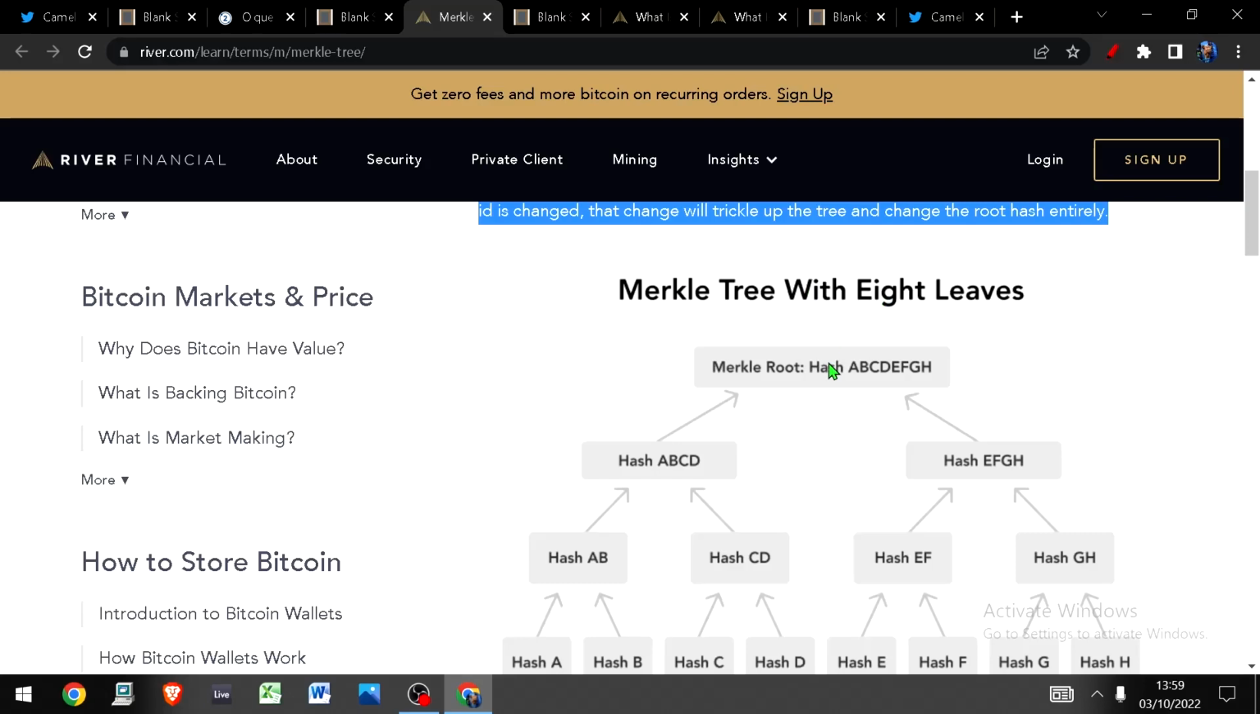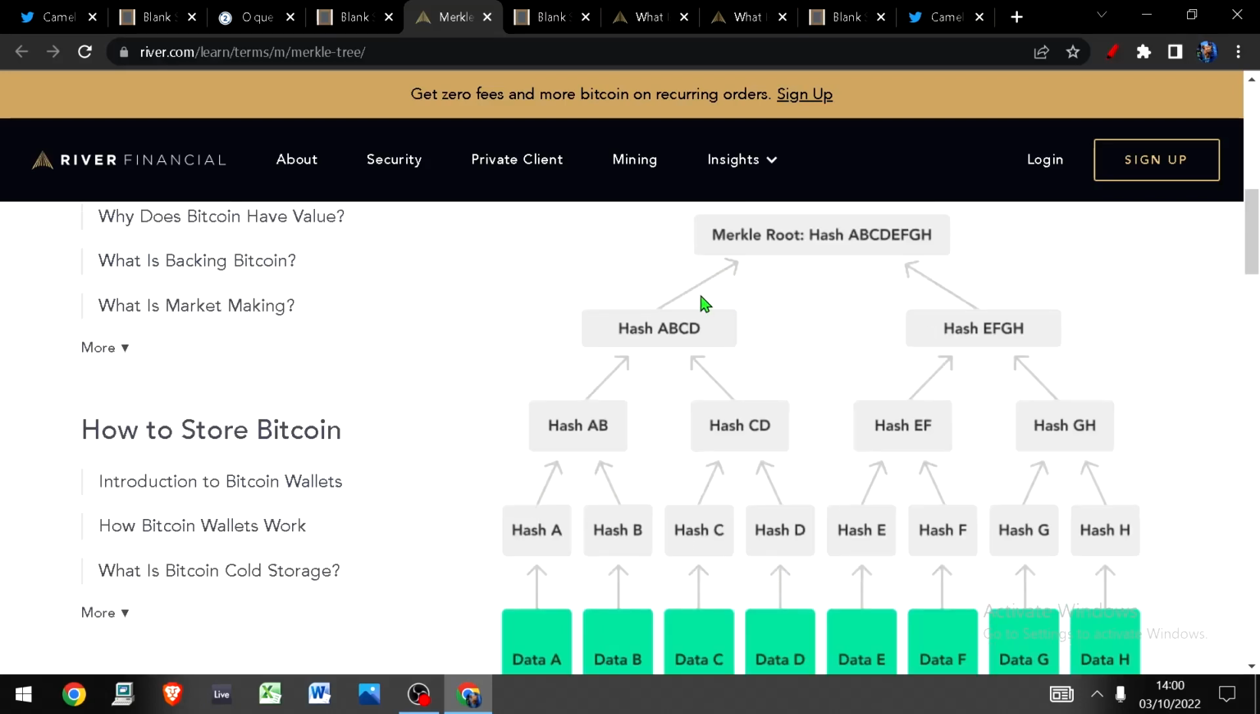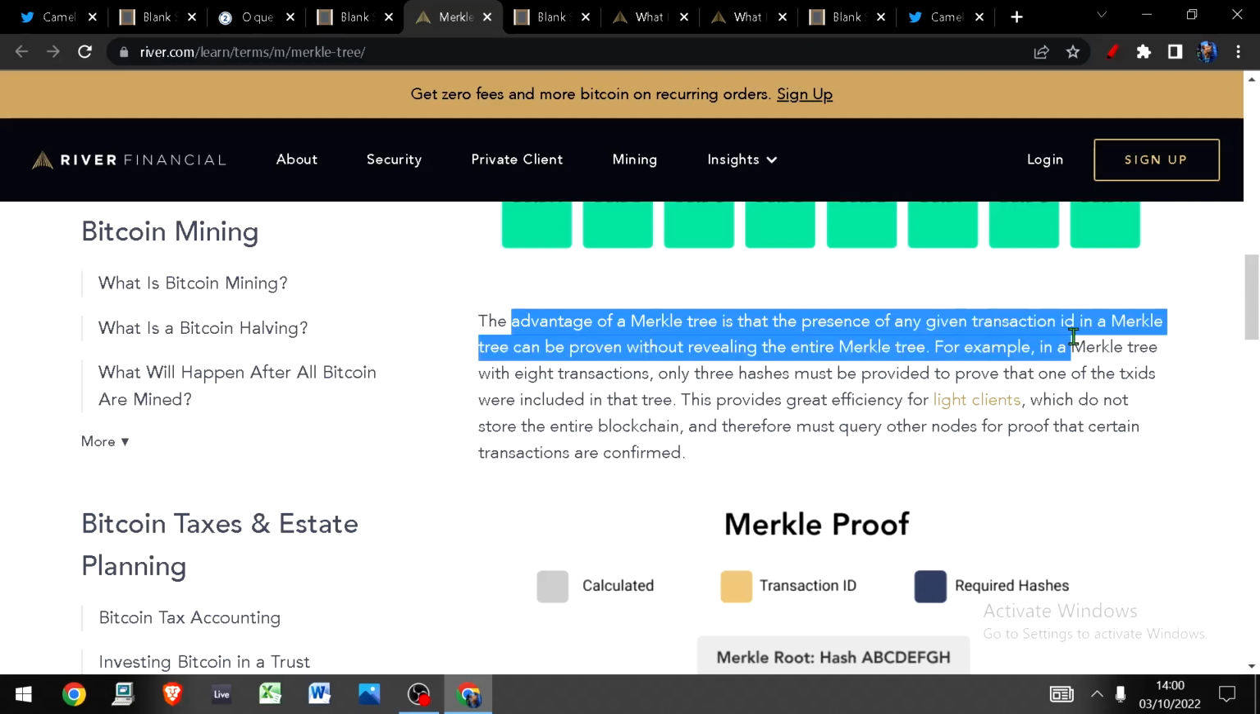And so here is what a Merkle tree with 8 leaves looks like. You can see that here, okay? So they get hashed and then hashed in pairs and then hashed one more time, and this forms the Merkle root hash. And of course, if you change any one of these, then that will affect the hash at the root.